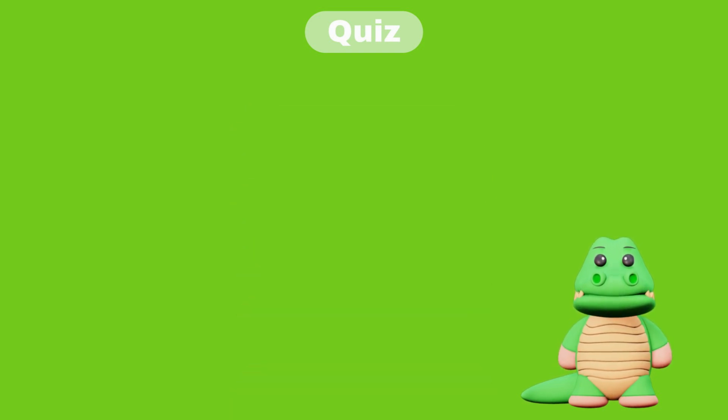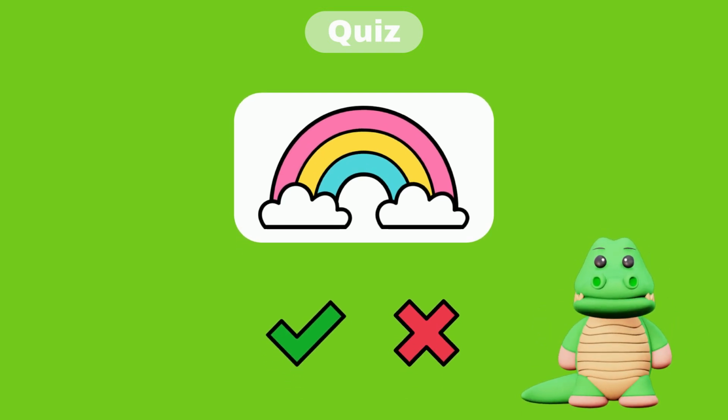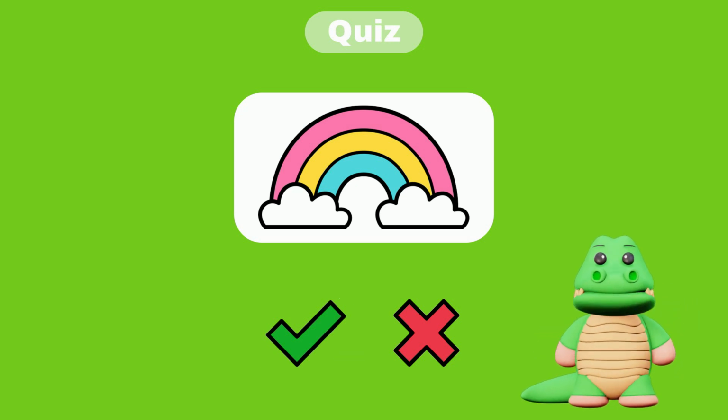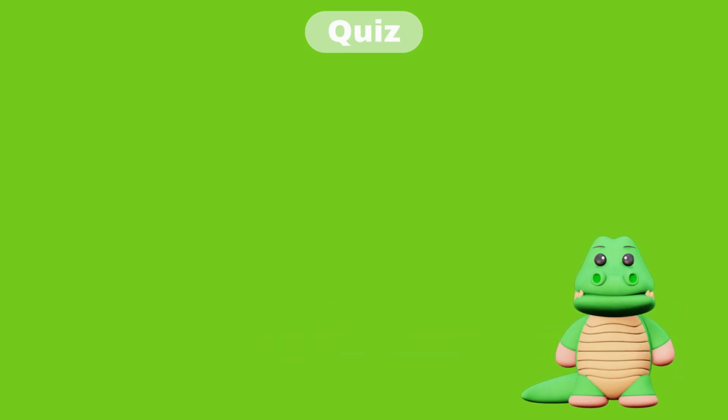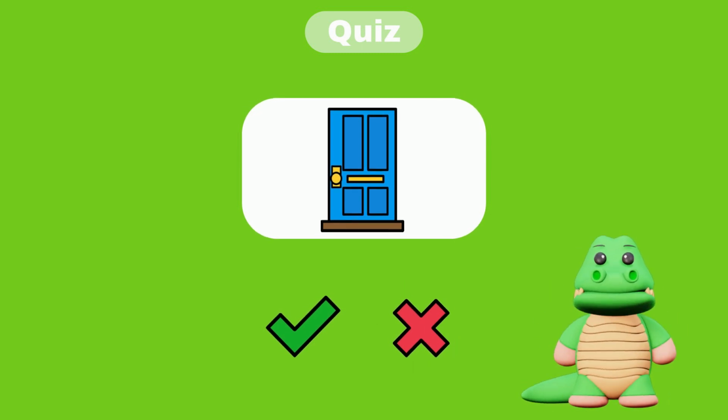Okay, it's time to start the quiz. Here's your first word, rainbow. Does rainbow start with the letter R sound? Absolutely yes, rainbow does start with the letter R sound. Now for your second word, door. Does door start with the letter R sound? No, it does not. Let's try that one more time.